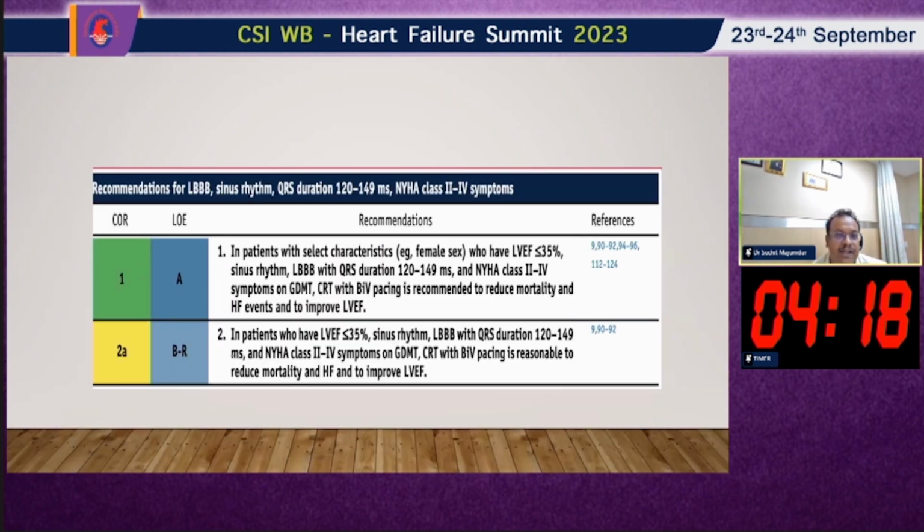So in a patient with a QRS duration between 120 to 149, where our patient falls, in patients with select characteristics, for example female sex, who have an EF of less than 35%, sinus rhythm and NYHA class 2 to 4 symptoms on GDMT, CRT with biventricular pacing is recommended to reduce mortality and heart failure events and to improve LVEF. So again here His bundle pacing is only when you cannot do it by CRT.